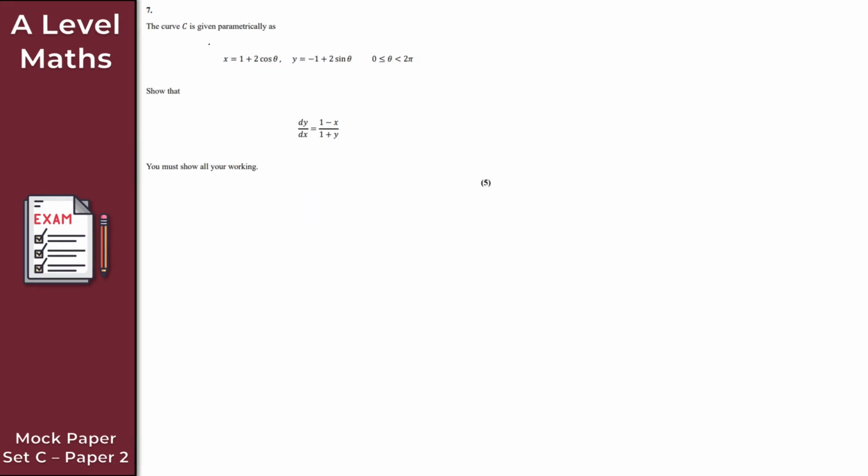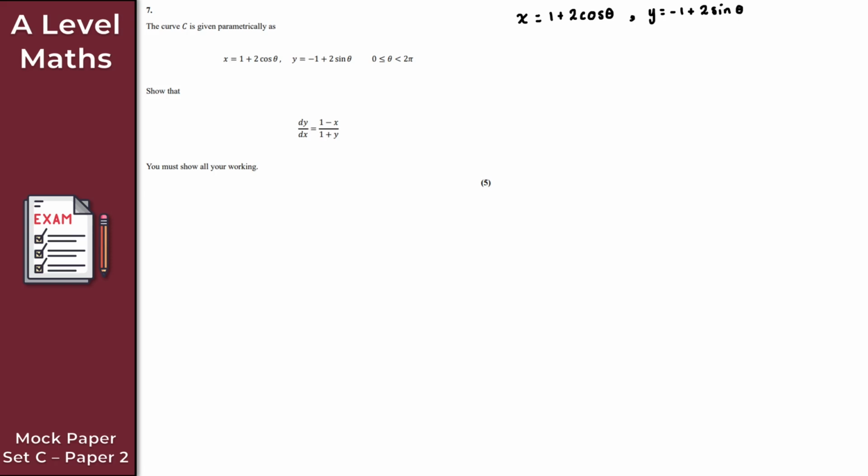So for the next question here, question 7, we're given the curve C, which is given parametrically as the following. And all we want to do here then is show that dy by dx here is equal to 1 minus x all over 1 plus y. We need to show all of our working. So we've got parametric differentiation here, right? So to begin with here, let me just quickly write down the parametric equation. So x equals 1 plus 2 cos theta. And y here is minus 1 plus 2 sine theta. Okay. And this is for theta between 0 and 2 pi.